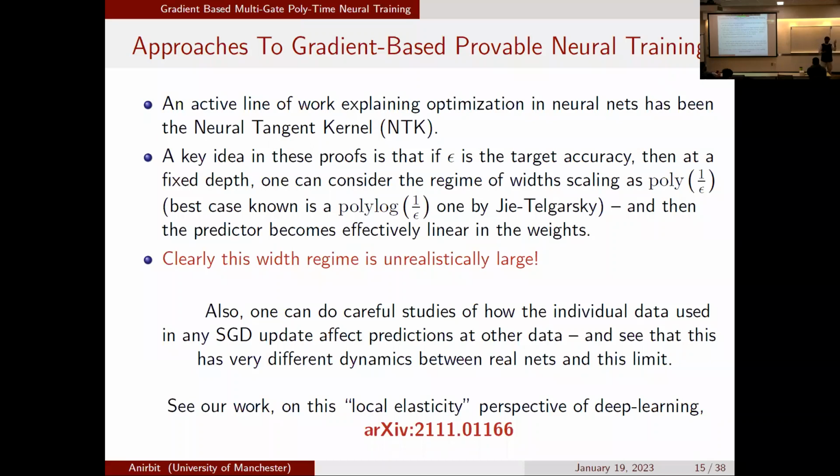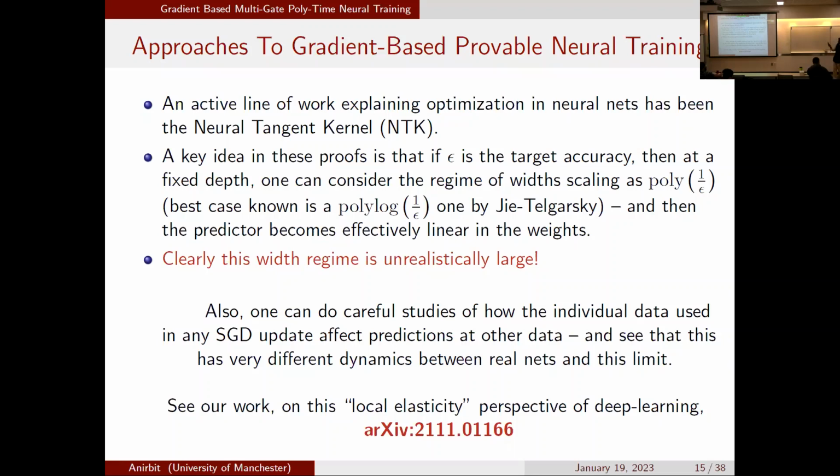And this becomes apparent in many ways. One of the ways is, I would say, the local elasticity viewpoint. So I would encourage the readers to go and read this paper of ours, where we have done an extensive study of this local elasticity phenomenon of deep learning. And as a result, along the way, it shows why the NTK limit point and real nets are very different things.